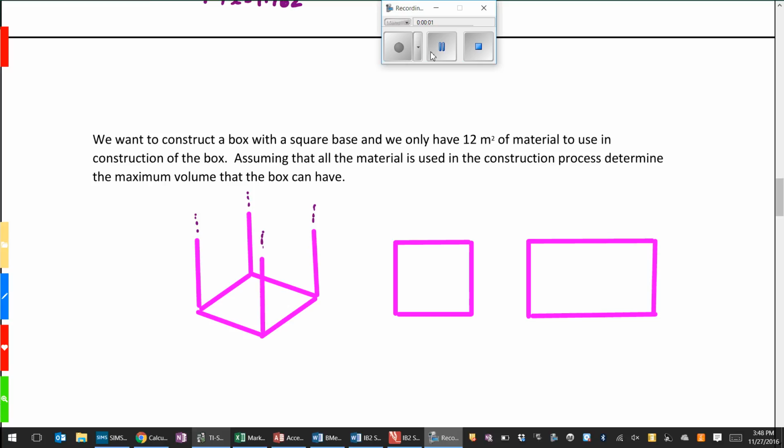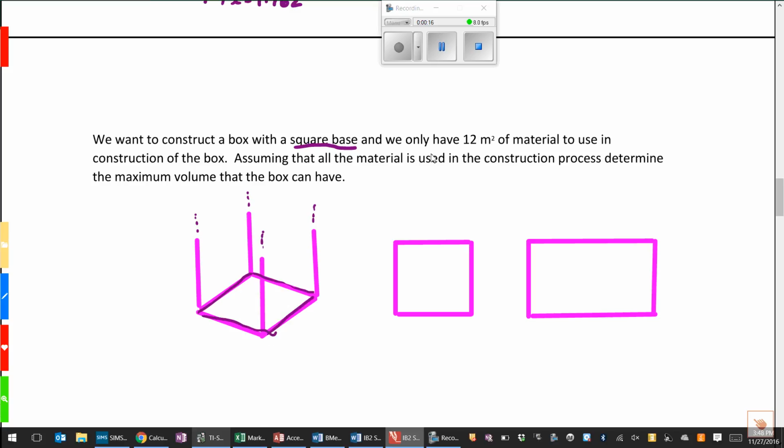Question 3. So we want to construct a box with a square base. Okay, square base. So I've drawn this diagram. It's got a square base here. Okay, so that sets us up with our unknown.